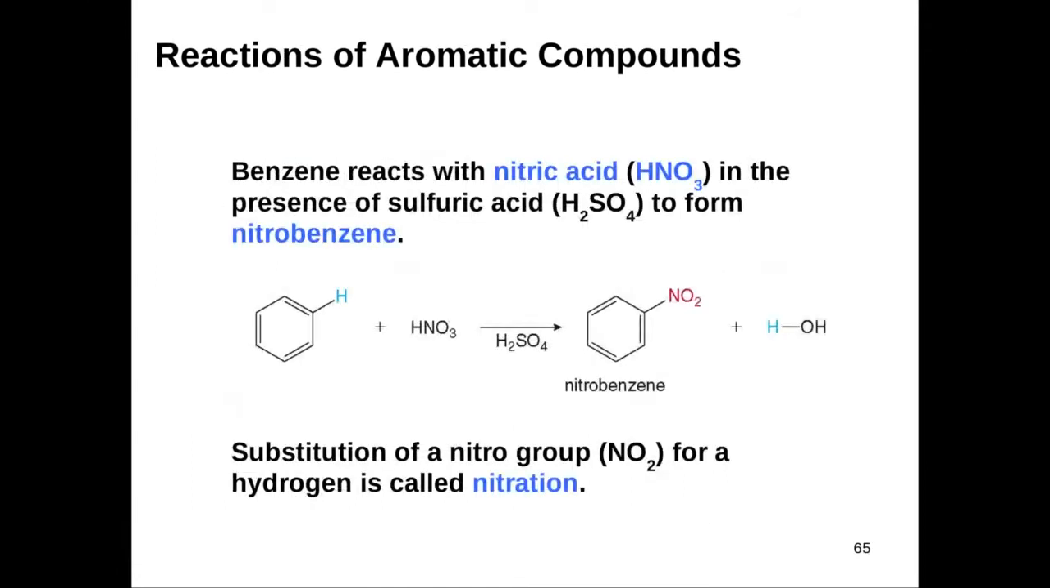And then, second to last, benzene rings also react with nitric acid in the presence of sulfuric acid to form nitrobenzenes. So you can see we have the benzene ring, which reacts with HNO3, so nitric acid, in the presence of a very strong acid, sulfuric acid. Nitric acid is a relatively weak acid, as a note. And then all we do is tack on a nitro group, NO2, and we produce water, HOH. And this is what we call nitration, adding a nitro group to our molecule.